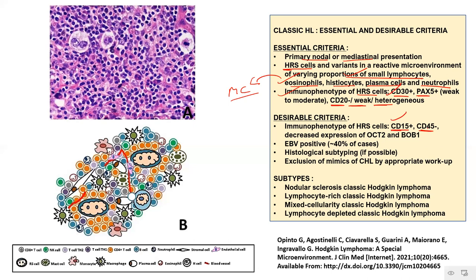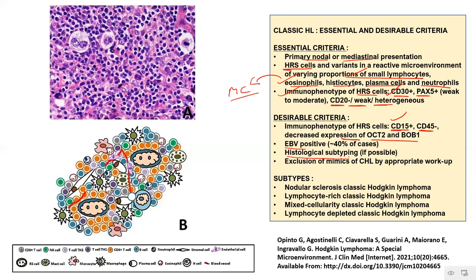The cells are usually CD45, that is the leukocyte common antigen, negative, and are associated with decreased expression, again, of the nuclear transcription factors for B cell, that is the OCT2 and BOB1. Epstein-Barr virus will be associated in around 40% of these cases of classic Hodgkin lymphoma.